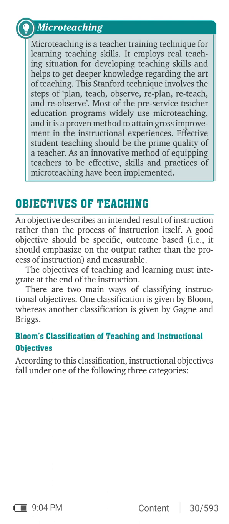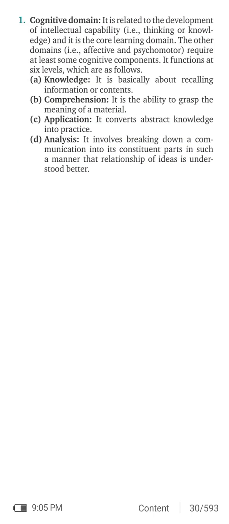Then Bloom's classification of teaching and instructional objectives. According to this classification, instructional objectives fall under one of the following three categories. First one, cognitive domain. It is related to the development of intellectual capability, thinking, or knowledge, and it is the core of the learning domain. The other domains, affective and psychomotor, require at least some cognitive components. It functions at 6 levels, which are as follows.